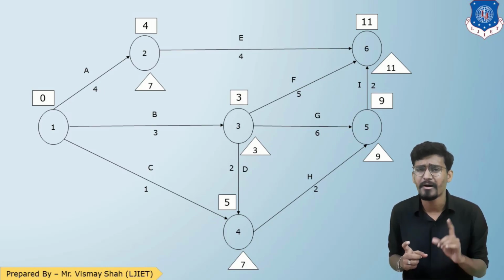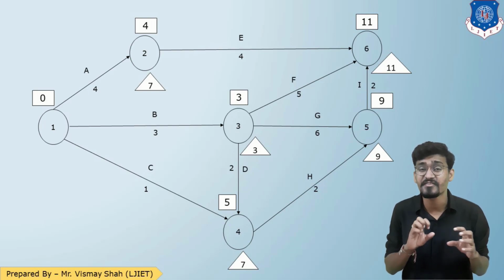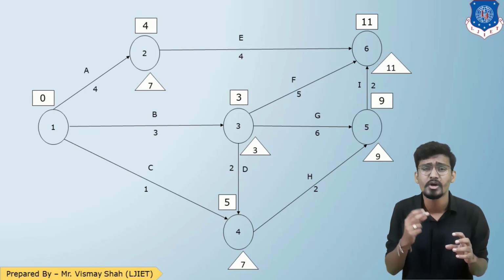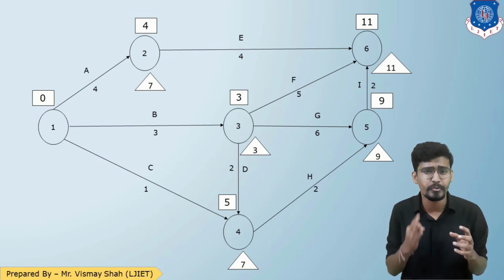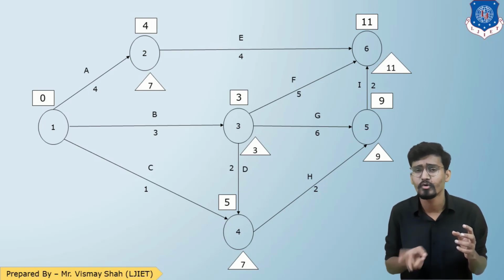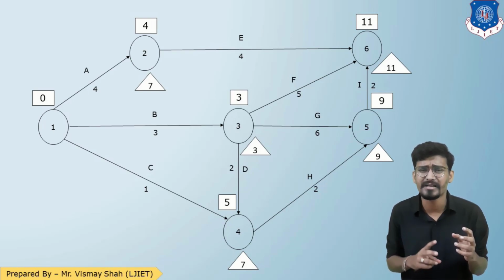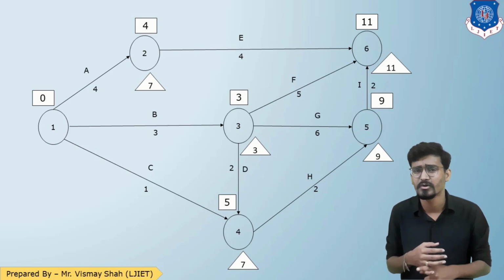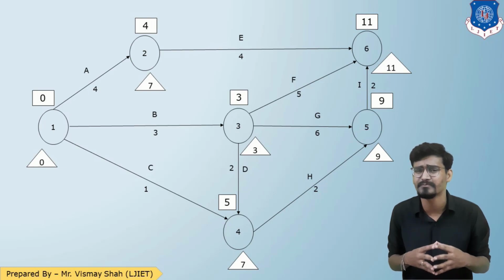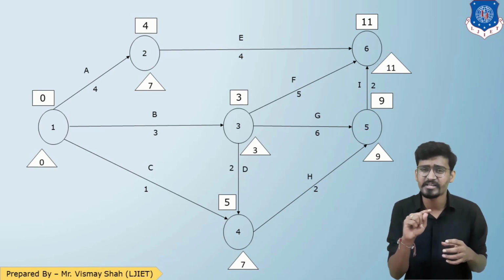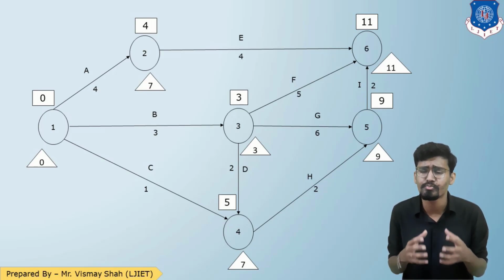Now talking about event number 1. Event number 1 has 3 outgoing arrows, so the reverse path has 3 possibilities: 2 to 1, 3 to 1, 4 to 1. From 2 to 1, 7 minus 4, that will be 3. From 3 to 1, 3 minus 3 is 0. And from 4 to 1, 7 minus 1, that is 6. So 3, 0, 6. The minimum is 0. As you can see, for event number 1, the TL, or latest event time, becomes 0. We started from point 0 and came back up to point 0.